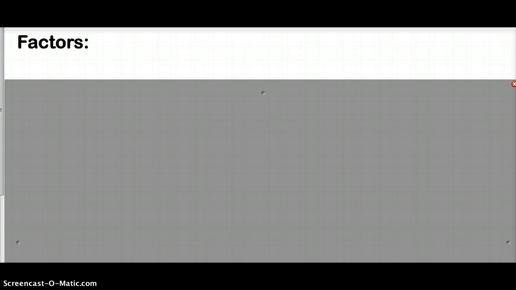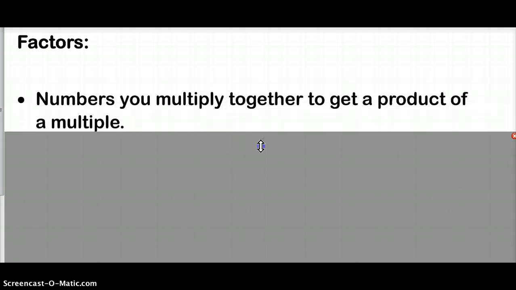This video is to remind you of the differences between factors and multiples before you complete the activity for this station. You might remember us saying at the beginning of the year that a factor is a number that you multiply together to get a product or a multiple. So for example, the number 3 times 5 gives you the product of 15. So the factors are 3 and 5, or 5 and 3, that create the product of 15.